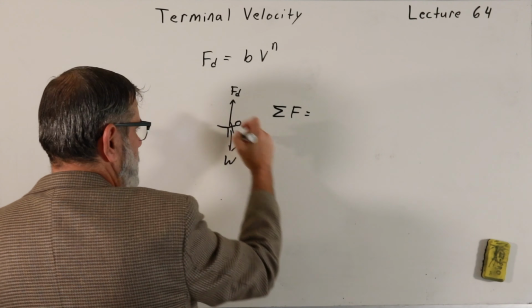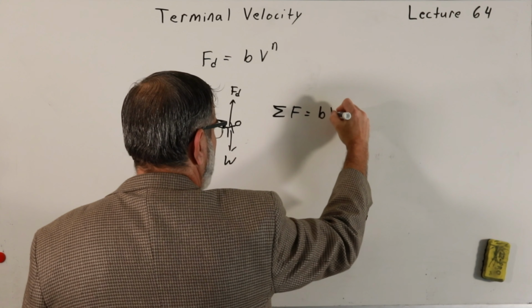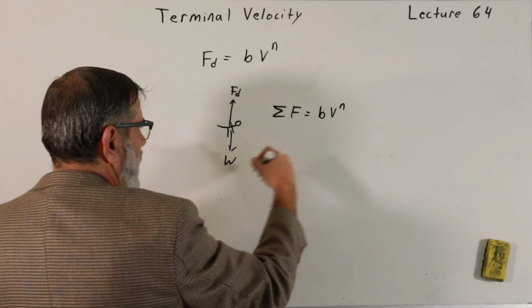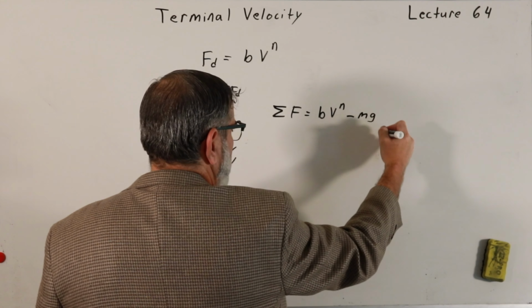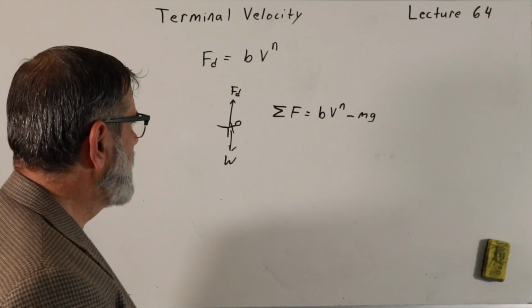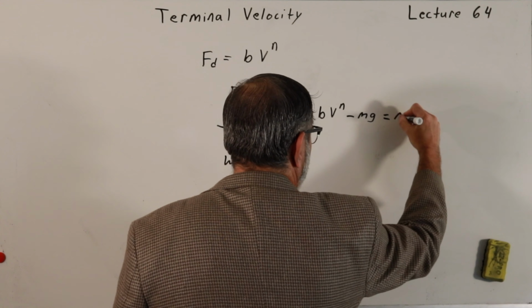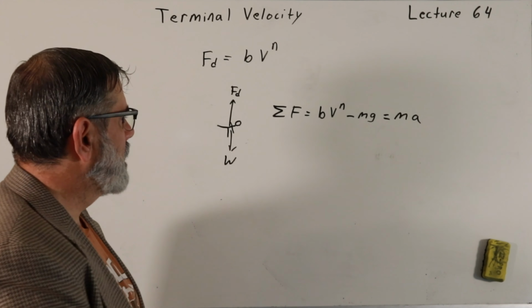We're going to have the drag force in the positive direction, so we'll write b v to the n. And then the weight, minus mg, in the negative direction. Okay? All right. And this is going to be equal to the mass times the acceleration.